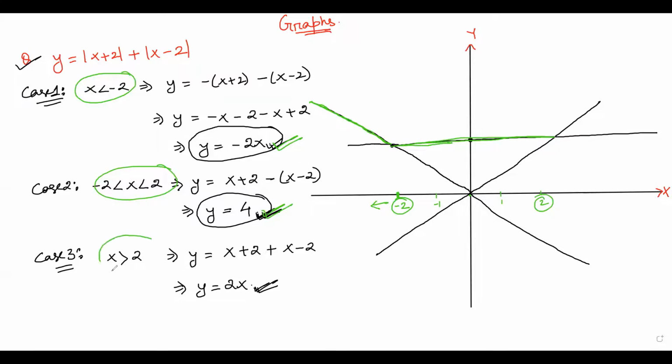And when x is greater than 2, we have the line as y equal to 2x. So when x is greater than 2, that is on the right side of this 2, in that case, we'd be having this graph. So this green color graph would be representing the graph for this equation. So in this way, by making the cases, we can plot the graph for such kind of equations.